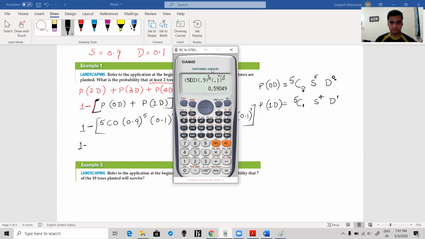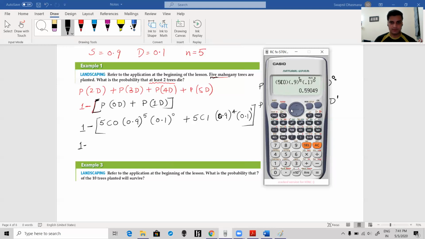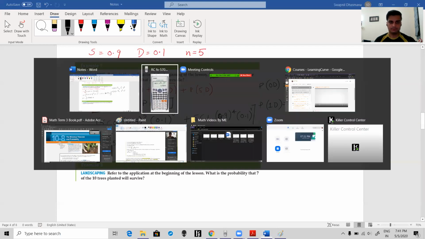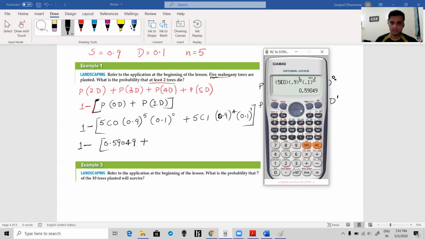Let me just write it down for you. I'll write the first one first. 5C0, 0.9 to the power 5, 0.1. That's already there. So let me just straight away take the answer. 0.59049 plus. Keep the bracket. Don't forget the bracket. That's very important. Let's solve the second one. To solve the second one, you can just go back, edit this, change it to 1. Change this to 4 and change this to 1.